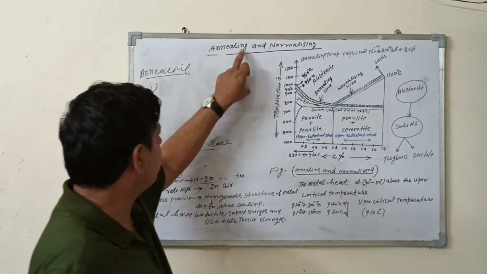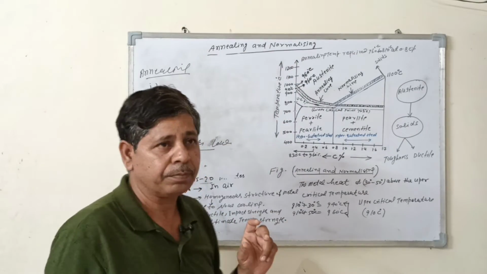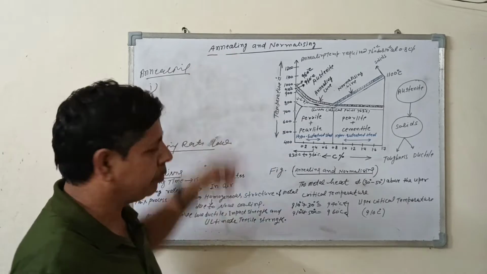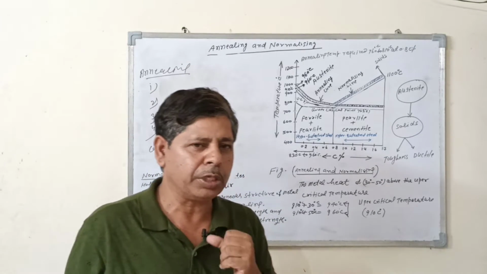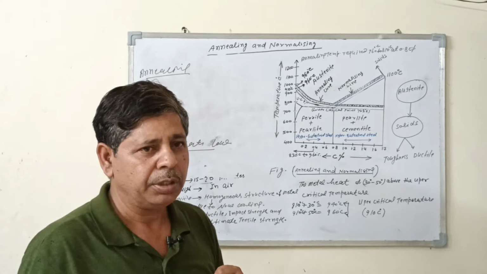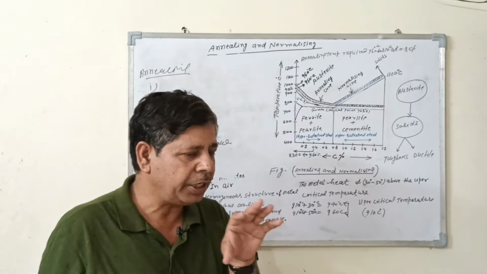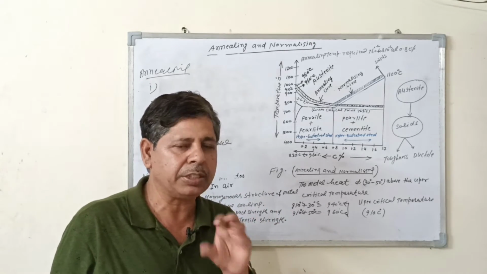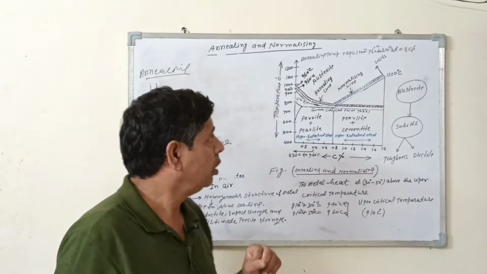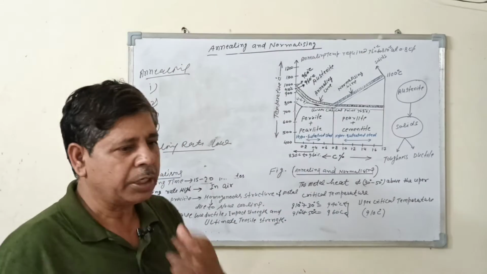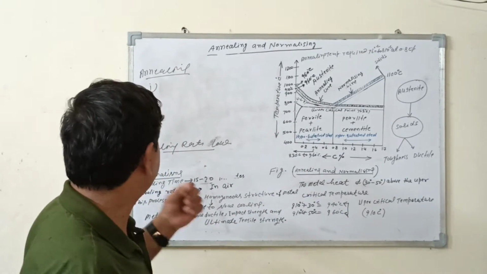Today my topic is annealing and normalizing. So what is annealing? Annealing is one of the most important processes of heat treatment in which the metal is heated 30 to 50 degrees Celsius above the upper critical temperature to obtain certain mechanical properties of the metal.